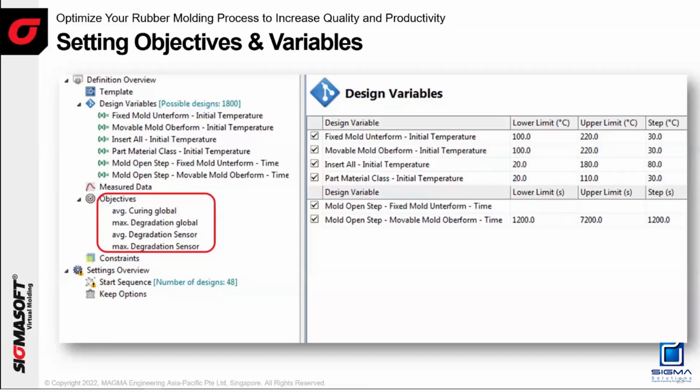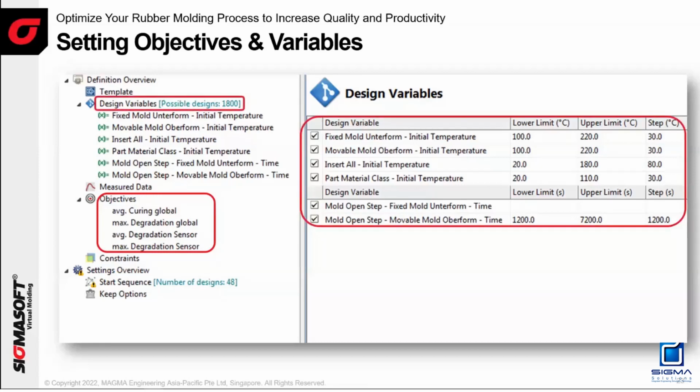Then for that, we set the 5 variables with different steps. For the mold, 100 to 220, the material is 20 to 180. So we have different steps. And after setting everything, we arrive at around 1,800 designs. We now have 1,800 designs to test. But even for simulation, running 1,800 designs is going to take a lot of time.